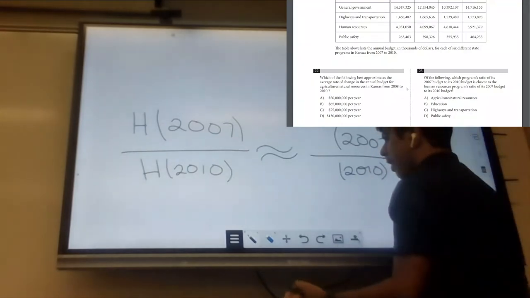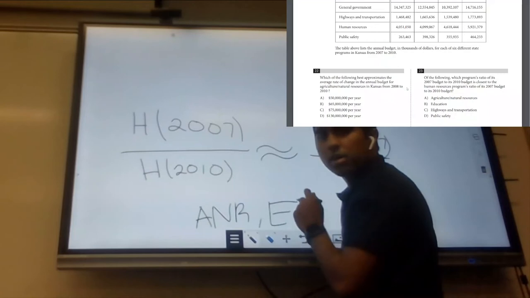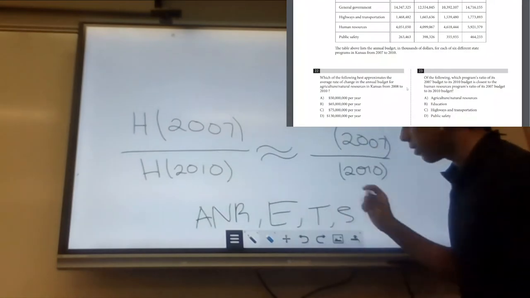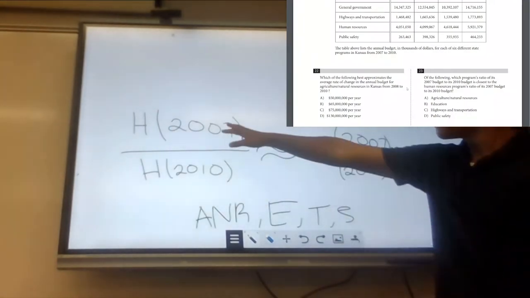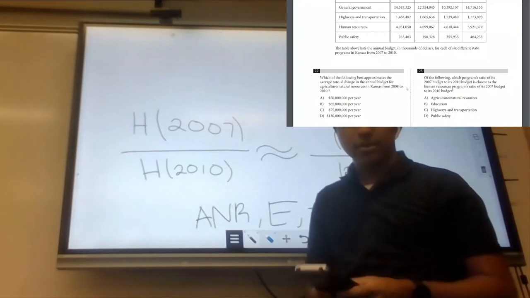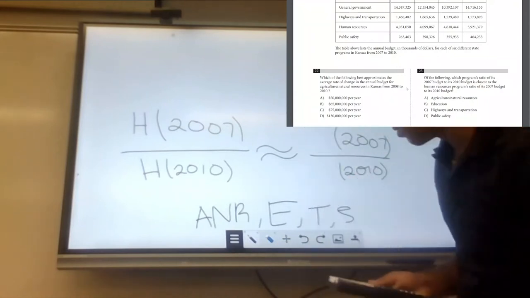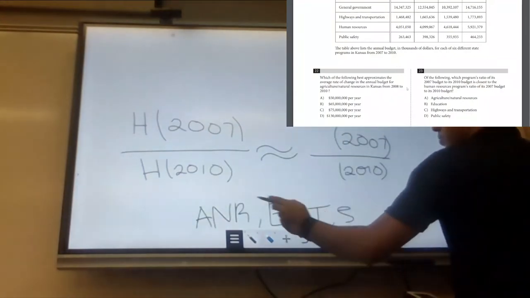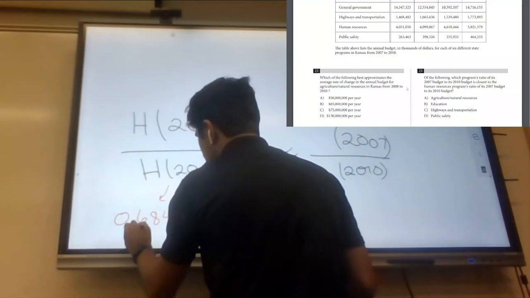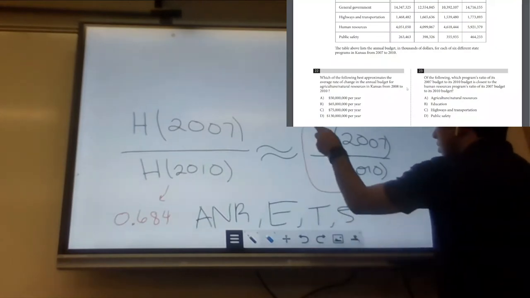Our choices are A, agricultural natural resources, then education, highway transportation, which we'll call T since we already used H, and then S for public safety. So H of 2007 is going to be 4051050, and it's going to be over 2010, 5921379. So this ratio is going to be roughly 0.684. And we want something that is roughly that over here.